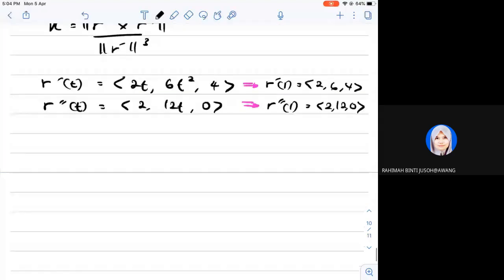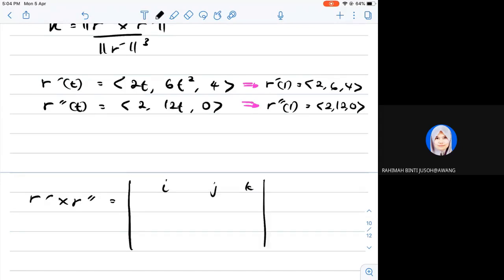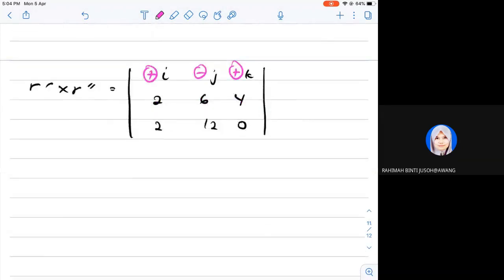So now kita cari cross product R prime cross R double prime. I, J, K. So the first row should be R prime. So kita ada 2, 6, 4. Yang kat bawah tu R double prime, kita ada 2, 12, 0. And don't forget plus minus plus alternately. You all the expert ni.